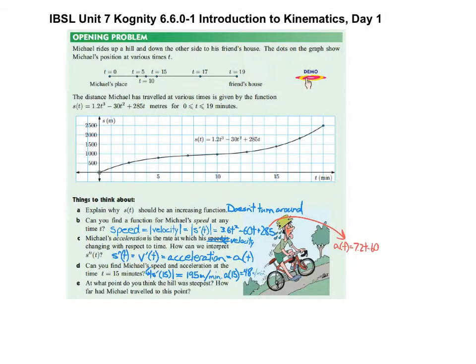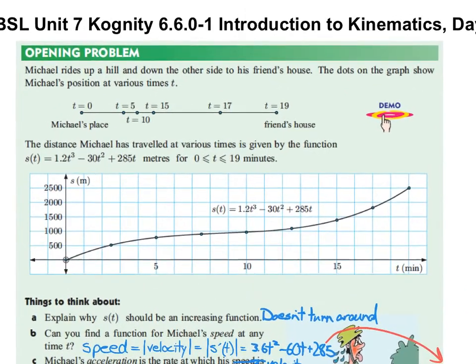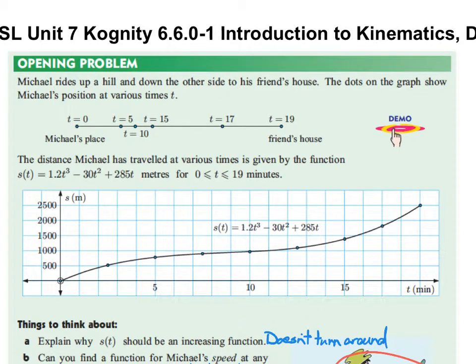Between 10 and 16. Wait, can you zoom in more? It's probably, so it could be 5 and 10, or it could be 15 and 17. I think it's between 5 and 10. That point, I would say 7.5, whatever it is.